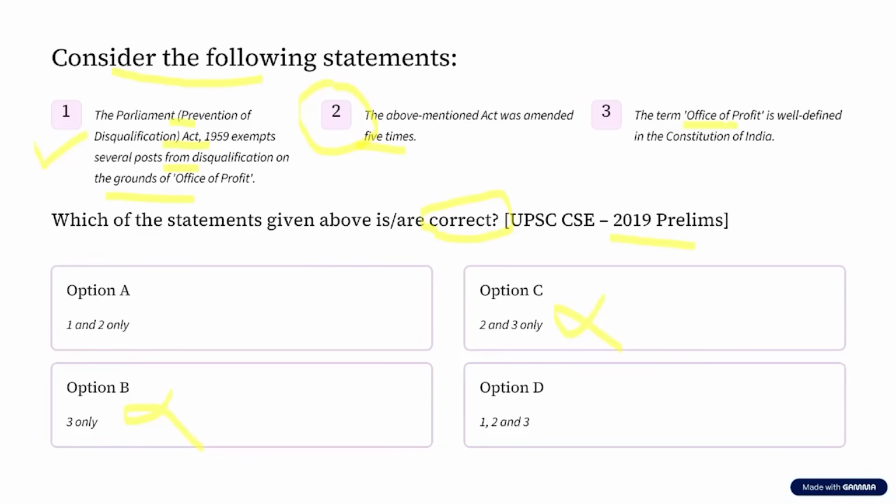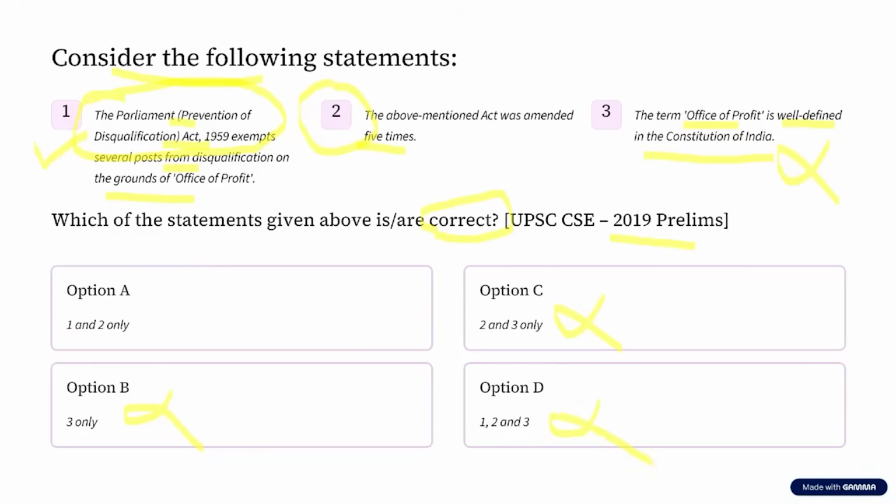The term office of profit is well defined in the Constitution of India. Is it mentioned in the Constitution of India? Yes, it is mentioned, Article 102. But is it defined? What is office of profit in the Constitution? The answer is no. It is not defined in the Constitution. Rather, where is it defined? It is once again defined in the same Parliament Prevention of Disqualification Act of 1959. So the third statement is wrong.